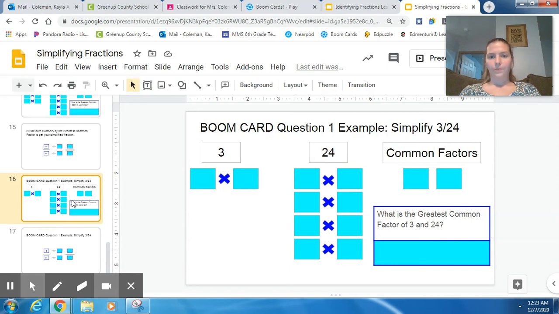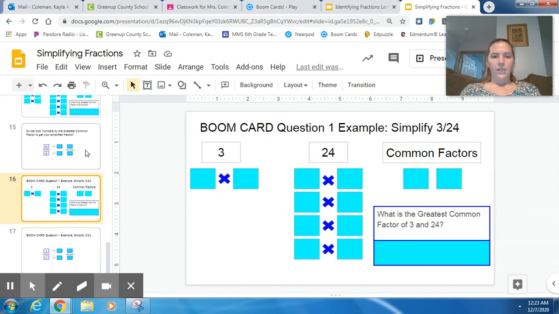So I'm going to go ahead and show you this way, finding the factor pairs, if you want to use it this way. If not, don't worry about it. All you're doing is answering the boom card questions. If you need to work it out, just work it out on a sheet of paper and click your answers in the boom cards.